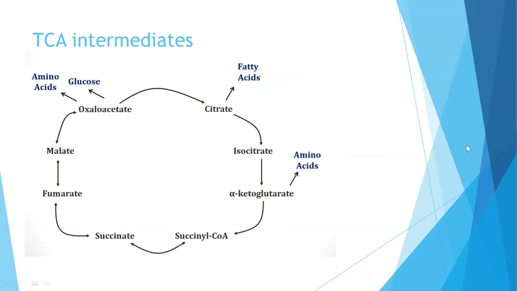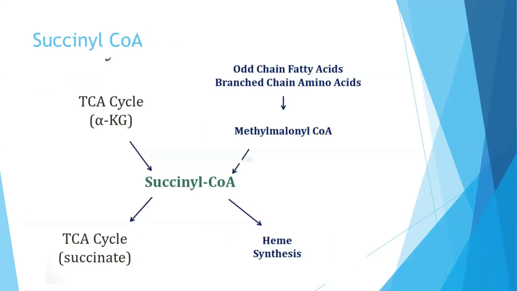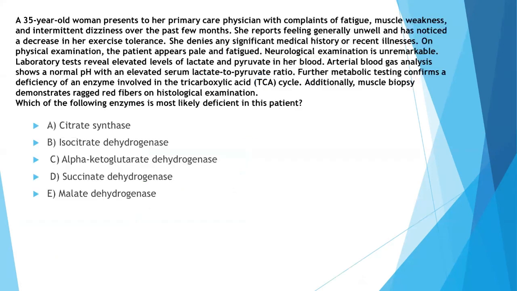So the TCA intermediates: we have oxaloacetate forming citrate, isocitrate, alpha-ketoglutarate, succinyl-CoA, and succinate, which again forms fumarate, malate, and so on. The TCA cycle can go to form succinyl-CoA. The succinyl-CoA can again go towards the TCA cycle. Methylmalonyl-CoA can form succinyl-CoA, which can go to heme synthesis.